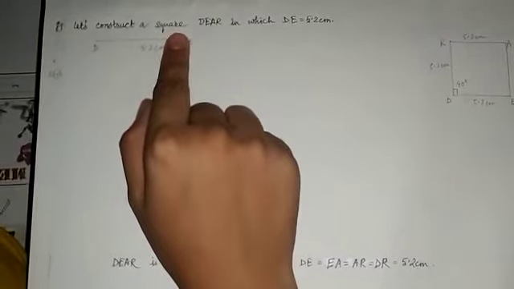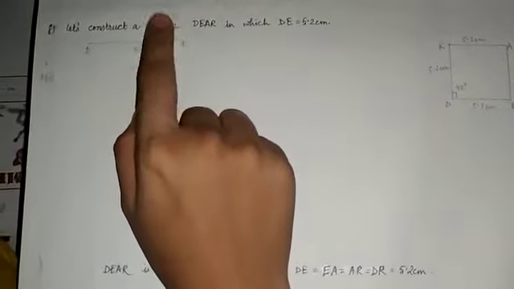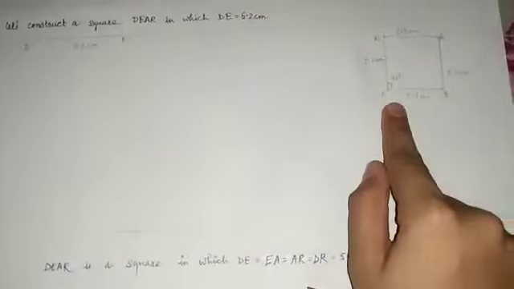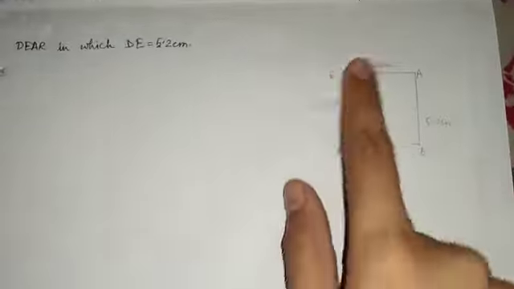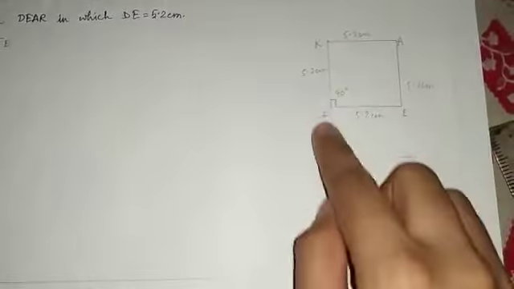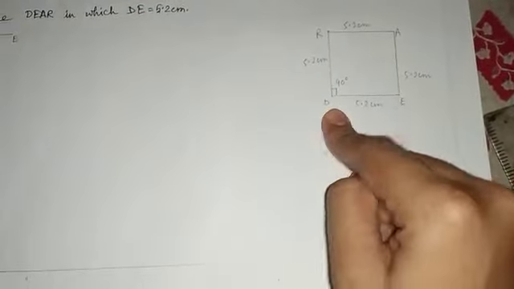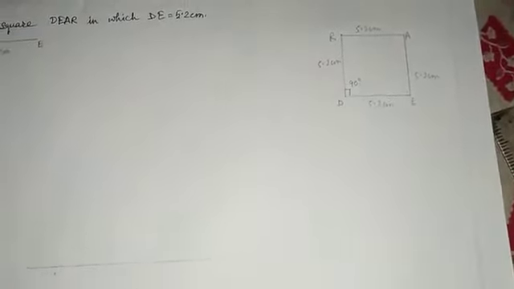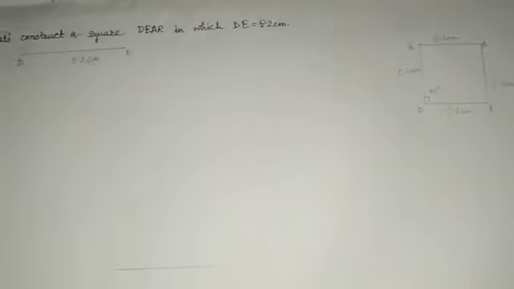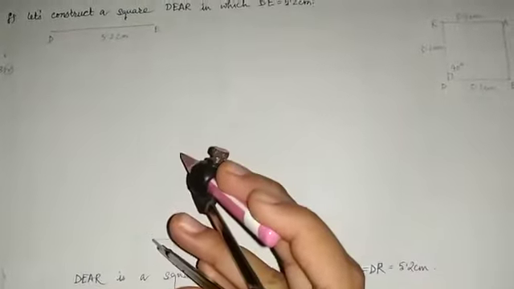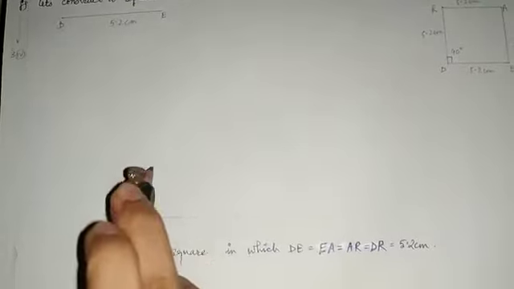That means we know that in a square all the sides are equal and there is always a 90-degree angle. So we have to take this type of diagram DEAR and we have to take 5.2 on all the sides and you will take 90-degree here. So it is simple, just draw the 90-degree and take the same length. Okay. So at first, on the initial line you have to draw 90-degree. You know how to draw it.